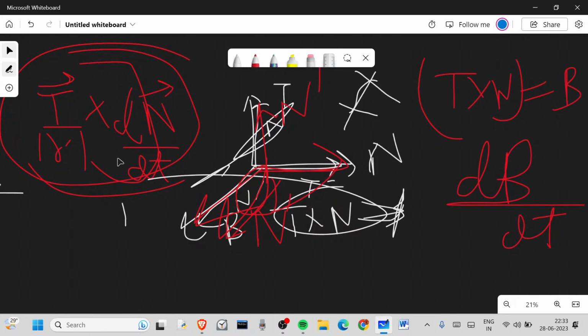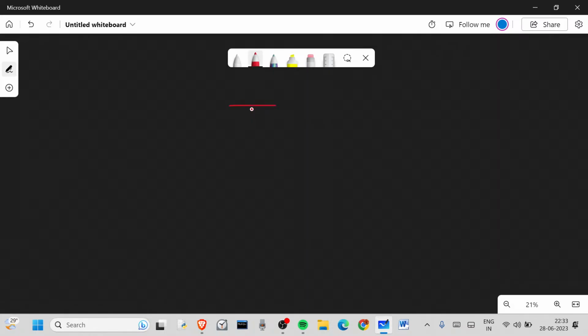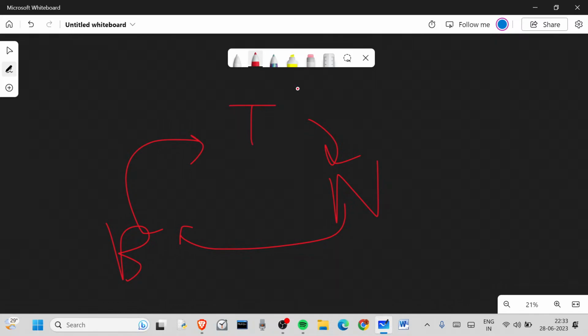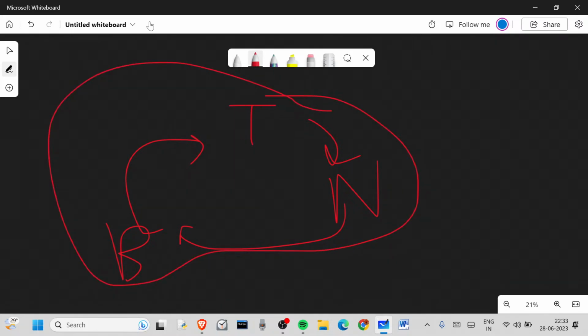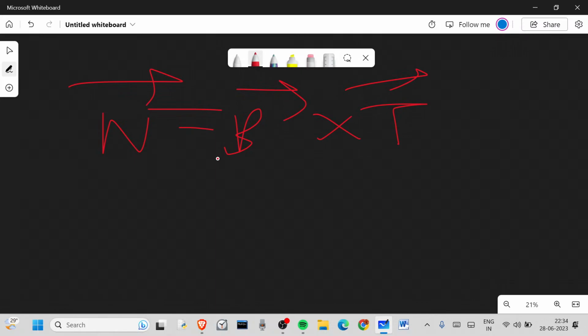Anyways, let's go on to our third formula. Let me tell you one thing: t cross n gives b. So if all three are unit vectors, it also implies that the other crosses give the other vectors: b cross t gives n, and n cross b gives t. So we write one equation for n: n is b cross t. And now, taking the derivative, we get our third Serret formula. And this is it.